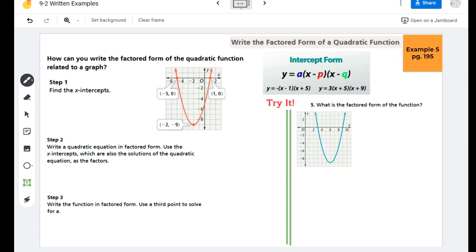On today's video, I'm covering example 5 from lesson 9-2 in the SavvasRealize Algebra 1 textbook. The goal of today's video is to write the factored form of a quadratic function. Sometimes we call this the intercept form. Just here's like a nice little graphic about it. So what we're doing is we're taking a graph and trying to write the equation for that graph. And really, there's 3 steps to it.